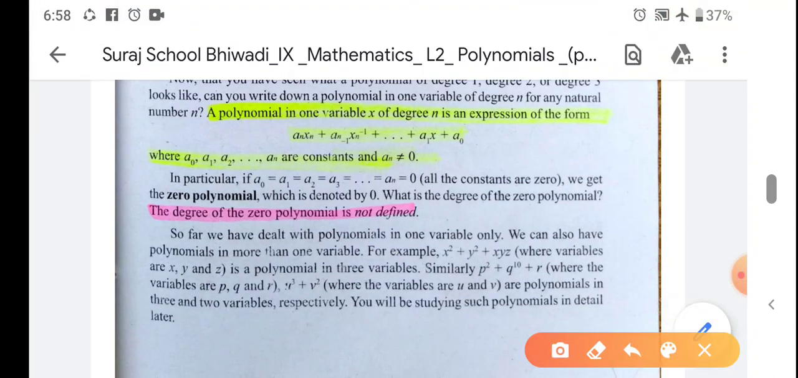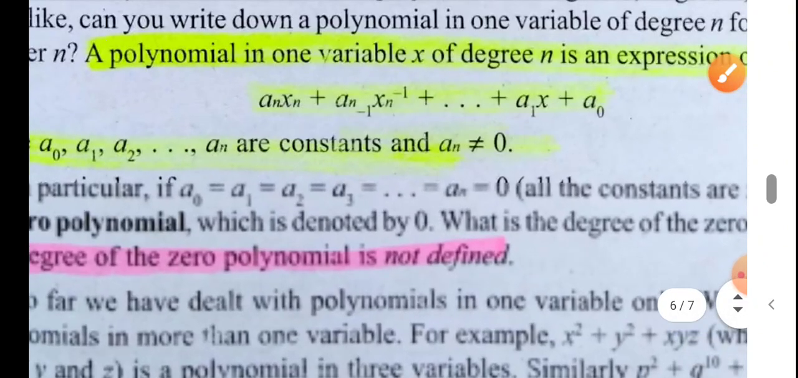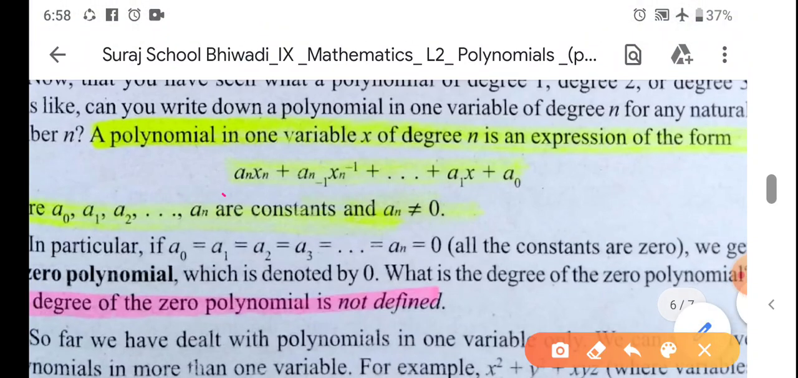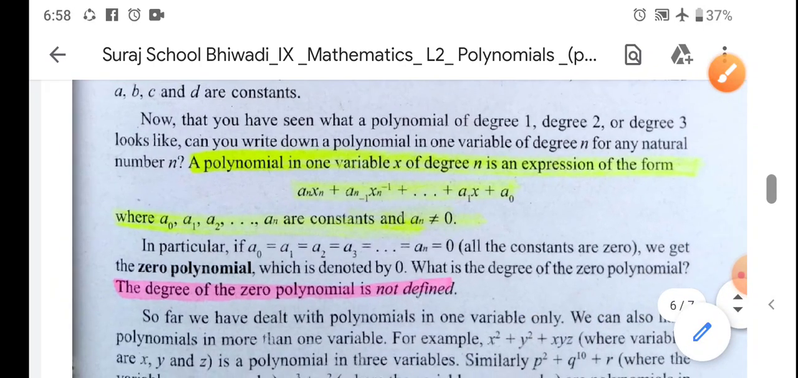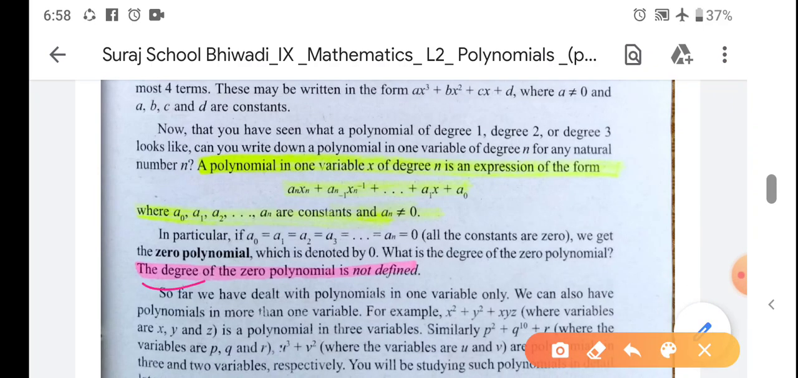Now the most important question: what is a polynomial? A polynomial in one variable of degree n is an expression of this form. A polynomial is an algebraic expression of this form where a is the constant and x is the variable, and it can have any number of terms. And the degree of the zero polynomial is not defined.